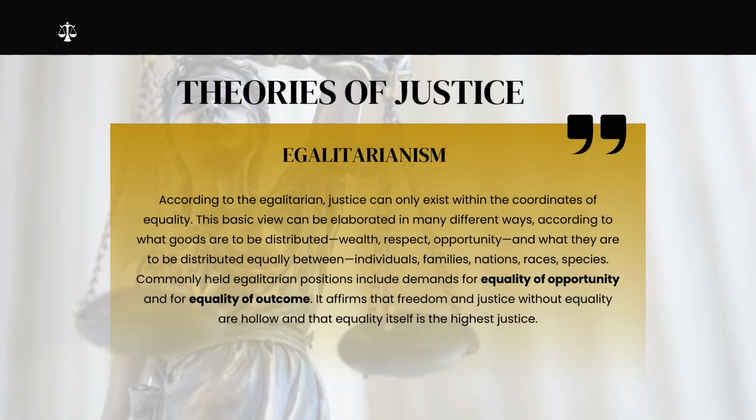Egalitarianism. According to the egalitarian, justice can only exist within the coordinates of equality. This basic view can be elaborated in many different ways according to what goods are to be distributed, such as wealth, respect, opportunities, and between whom they are to be distributed equally, whether individuals, families, nations, races, or species. Commonly held egalitarian positions include demands for equality of opportunity and for equality of outcome. It affirms that freedom and justice without equality are hollow, and that equality itself is the highest justice.